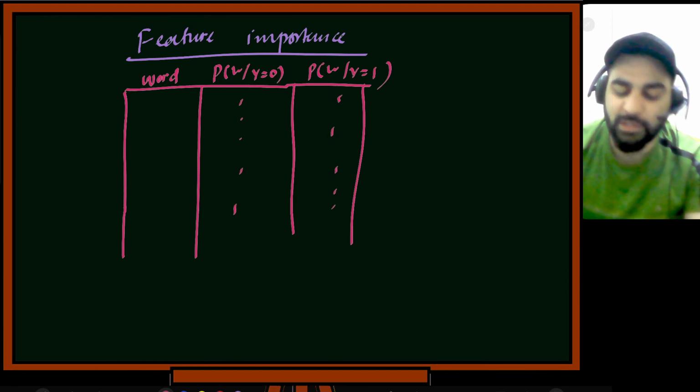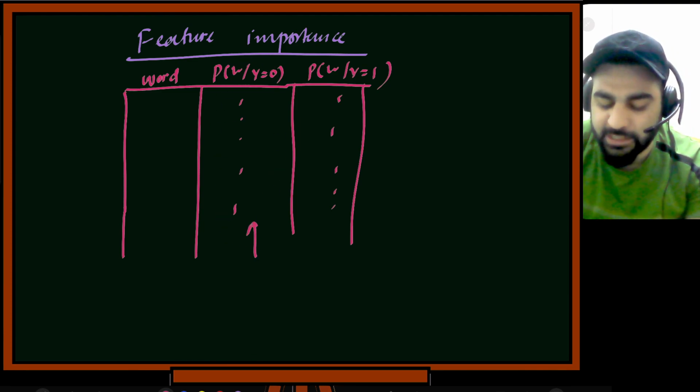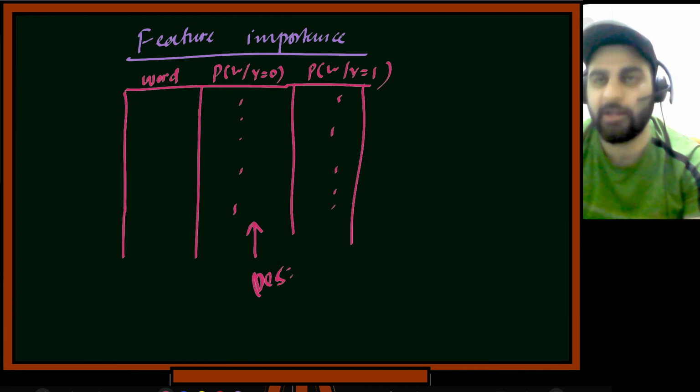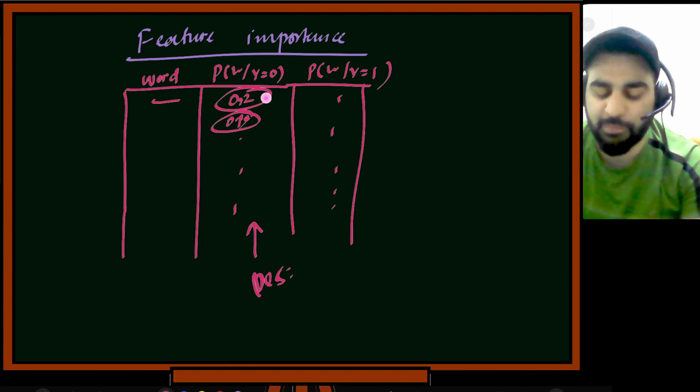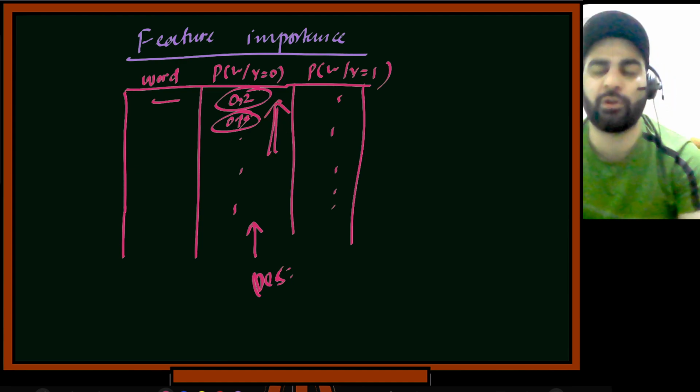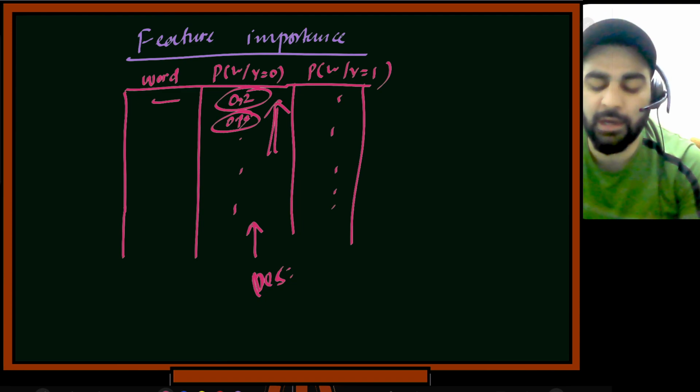Now what you will do is sort these numbers in descending order. Whichever words are at the top, let's suppose some word has 0.02 probability, and after that we have 0.19 and so on, the topmost words are more important. That's what feature importance says.